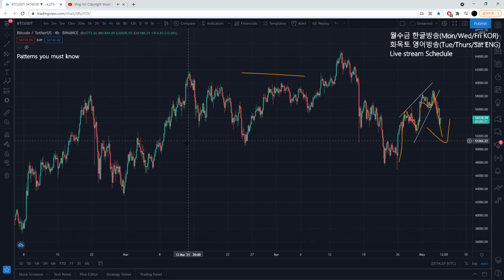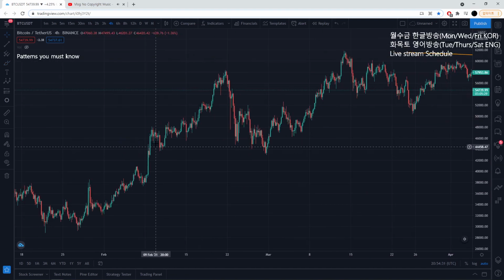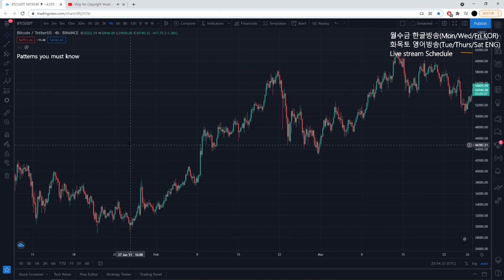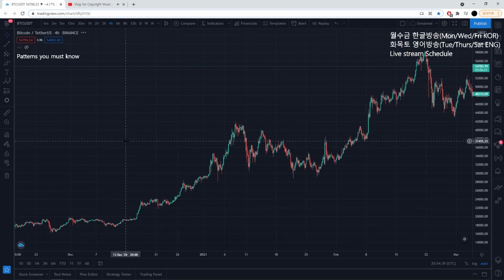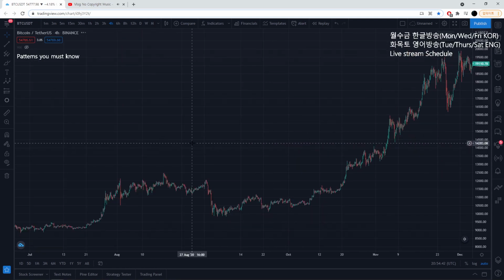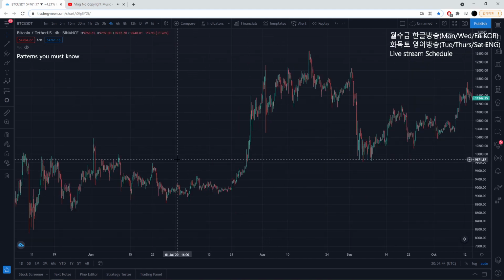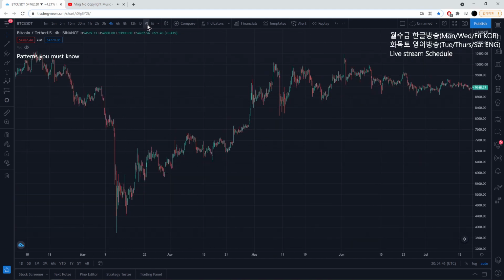So that's another irregular pattern. You have to find out where in Elliott wave theory you're currently at and why, and the result that it will give you. All right, so that's it. And head and shoulder. Okay, so let's go to head and shoulder.